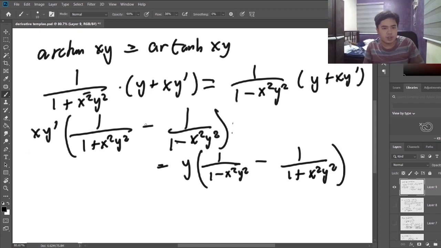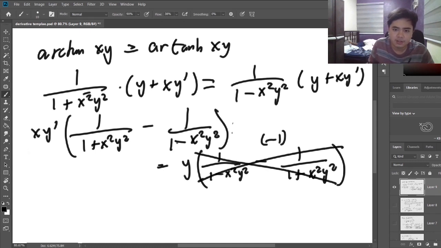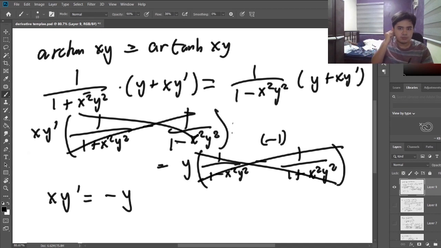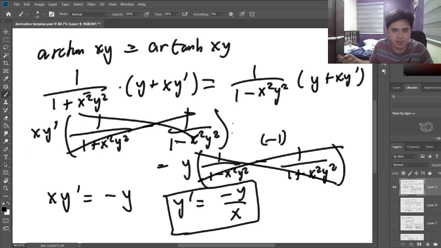Look, this one and this one is just flipped together. So this one is the 1 plus is here, then the minus is here. Minus is here, plus is here, and then there's a minus sign here. We can cancel them out, and then we can cancel each other out actually, and then we will end up with -1 here. It's going to be -1 if we cancel this out, and then this one is going to be +1. So we get xy prime is equals to -y. That easy, right? And then y prime is equals to -y over x. That is our answer. It's that easy.